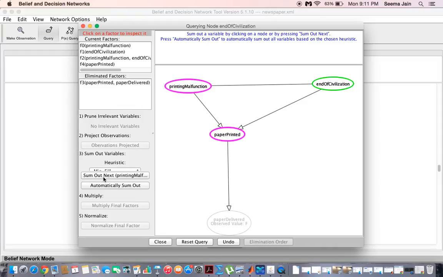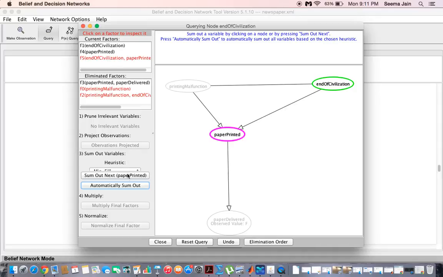Let's start summing out now. So we'll sum out printing malfunction first. Printing malfunction is in factors F0 and F2. So F0 will be eliminated, and F2 will have only end of civilization in paper printed after it gets summed out. So it will form a new factor called F5 or something. So F5 is end of civilization in paper printed.